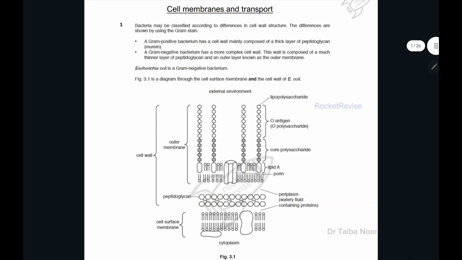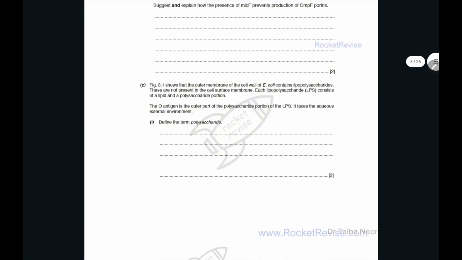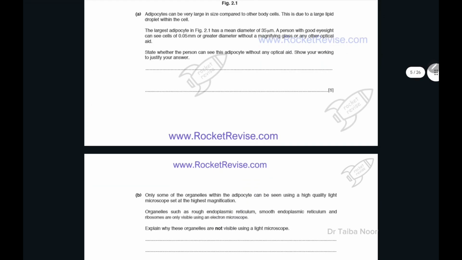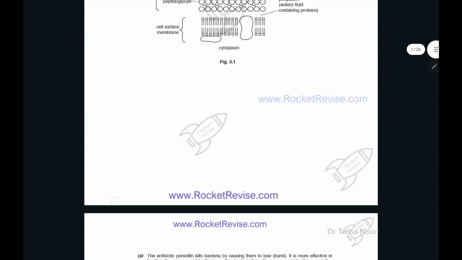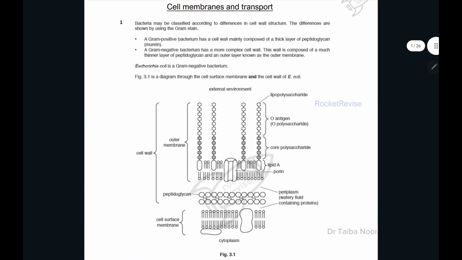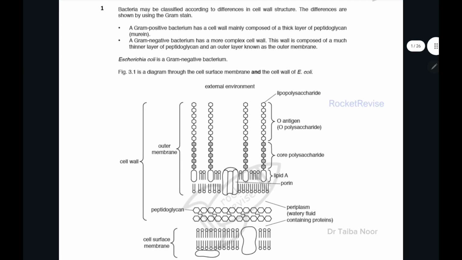If a question has many parts, like this one with parts A, B, C and D, we can strategize it as well, like leaving it for a while and then coming back to it if you're already tired or have been through a lot of questions. But as it is the first question, you'll have the best of your stamina, so why not do this. Bacteria may be classified according to differences in cell wall structure.